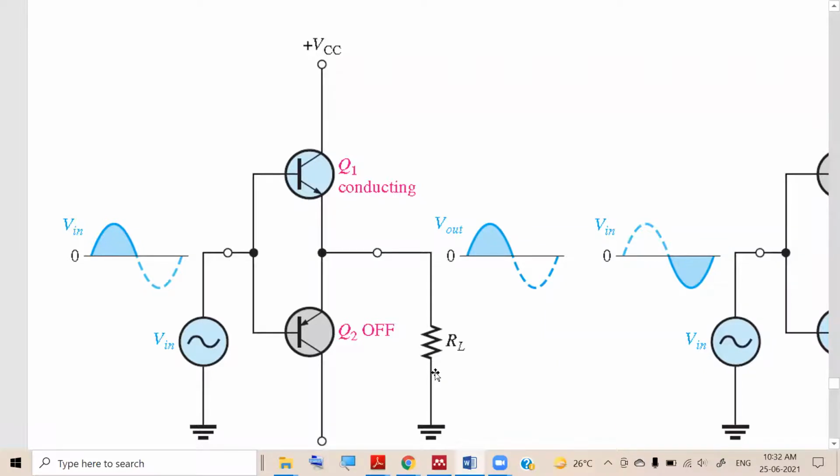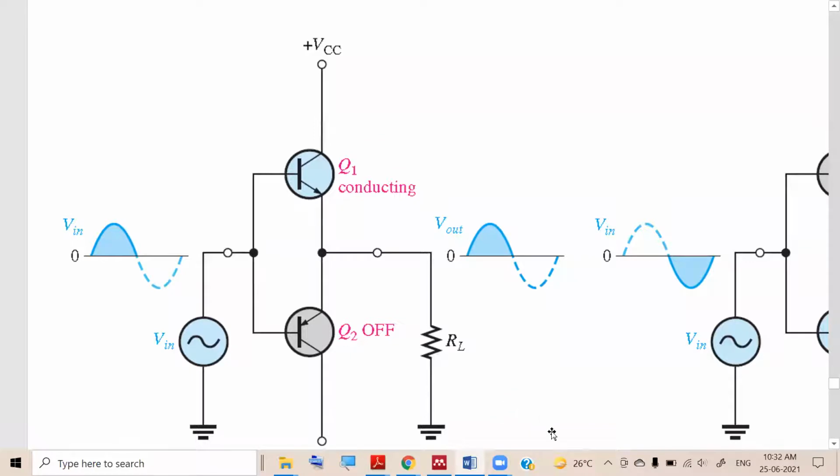Then when Q1 is conducting, what is the situation for Q2? It is a PNP transistor. So in the N region we are applying a positive signal, so Q2 will be off, as mentioned here. So the signal will not flow through Q2. So during the positive half cycle, the signal will flow through Q1.